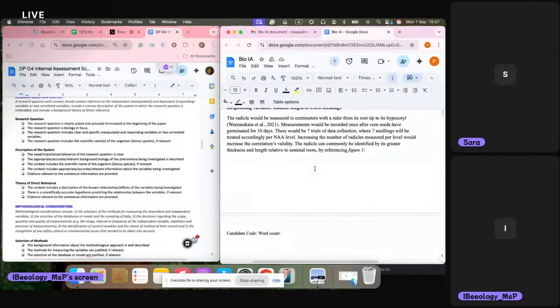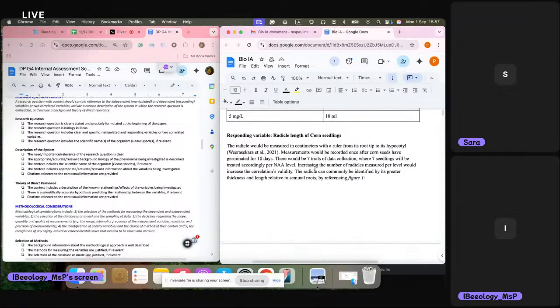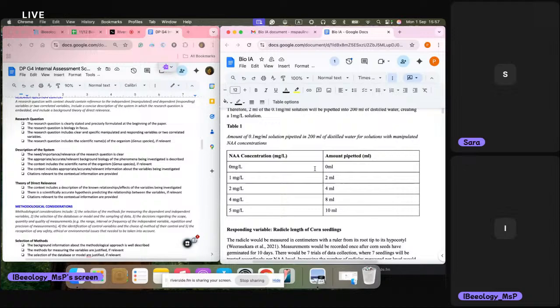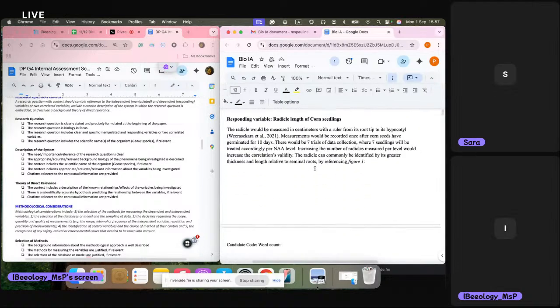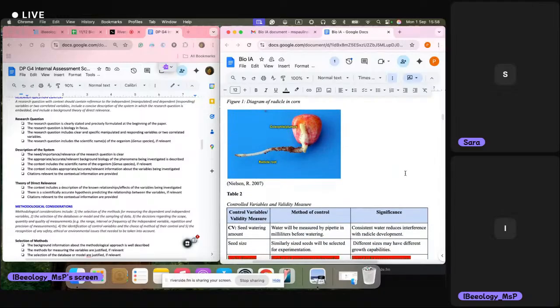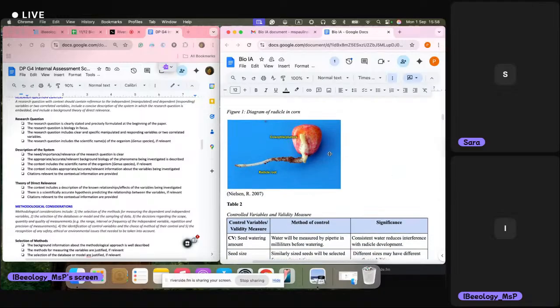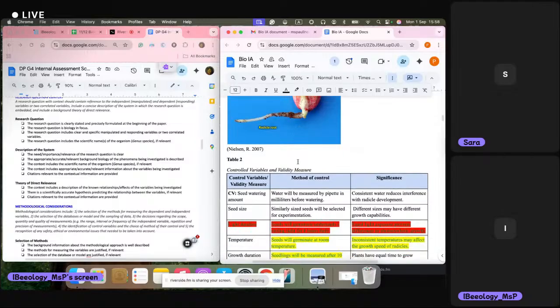And we are at the responding variable. This will be measured in, again, you don't need to, seven trials of data collection. You'll edit this. Duration of radicle in corn. So this is the radicle after 10 days, kind of. Okay. All right.